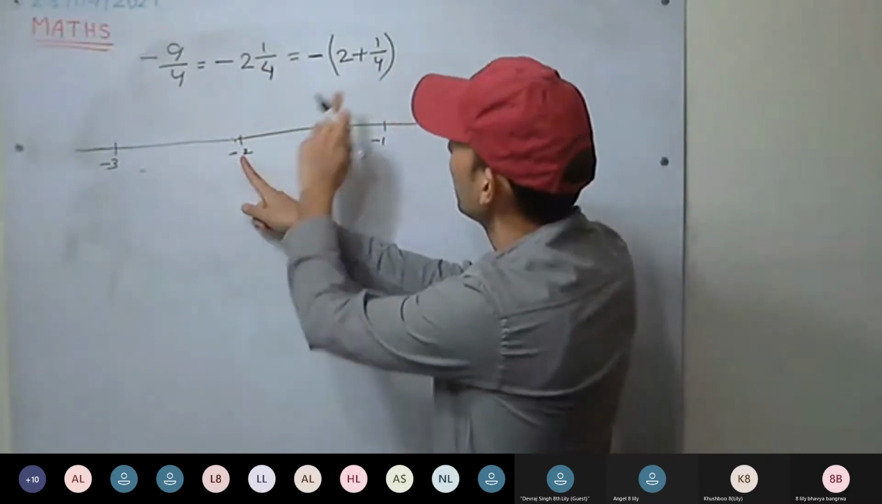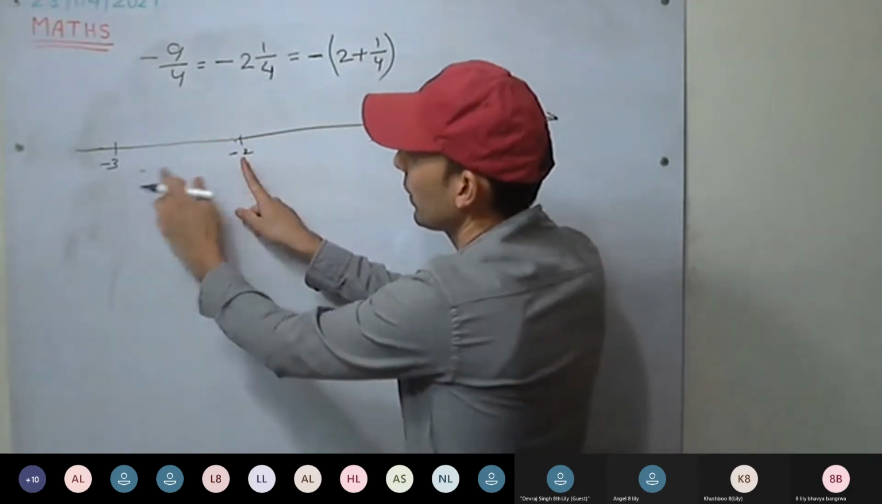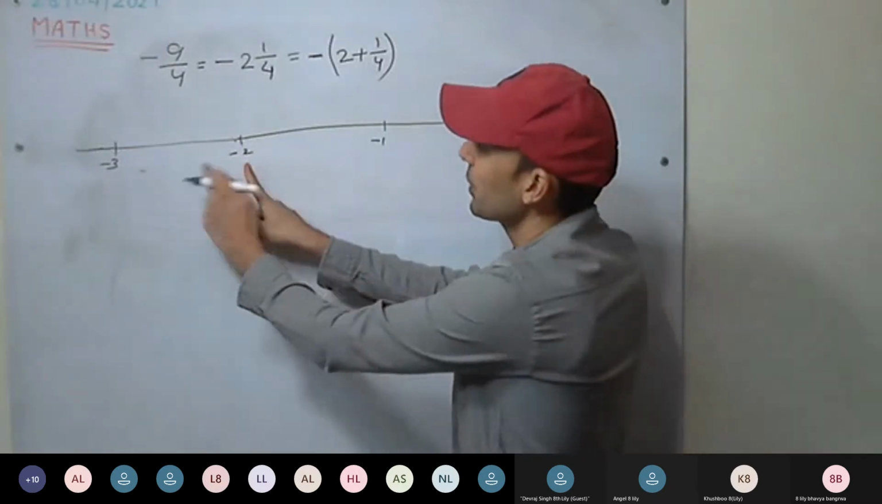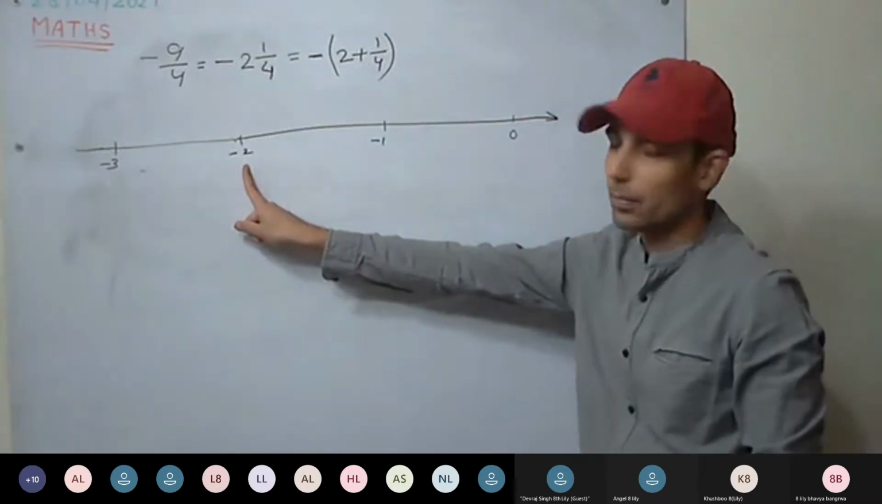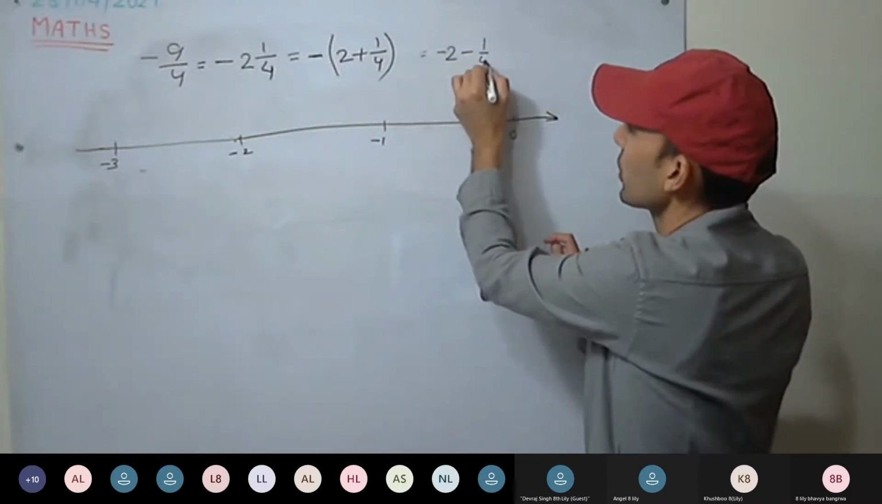Now see here, where do you have to mark? Minus 2, then 1 by 4 somewhere here. So it will lie between minus 2 and minus 3. You can see it from here, it will lie between minus 2 and minus 3, or minus 2 minus 1 by 4.